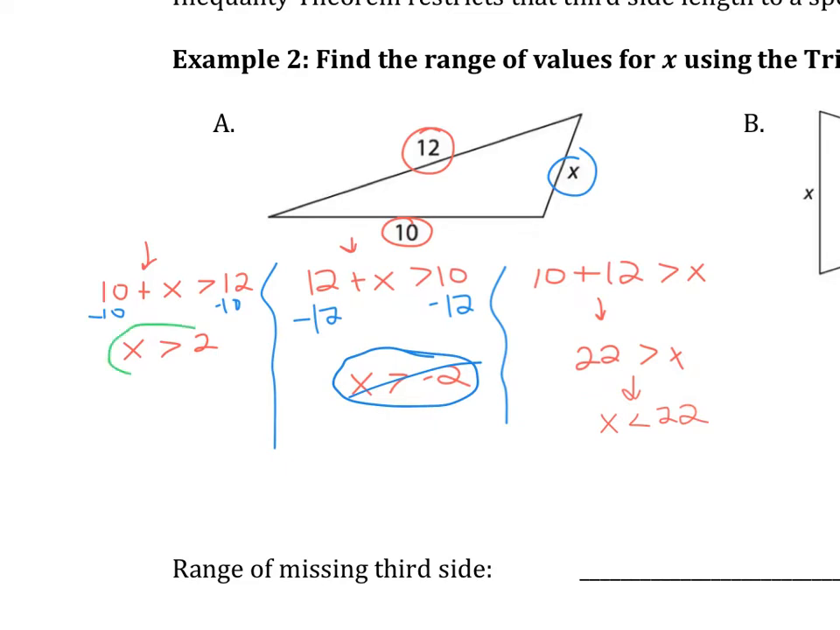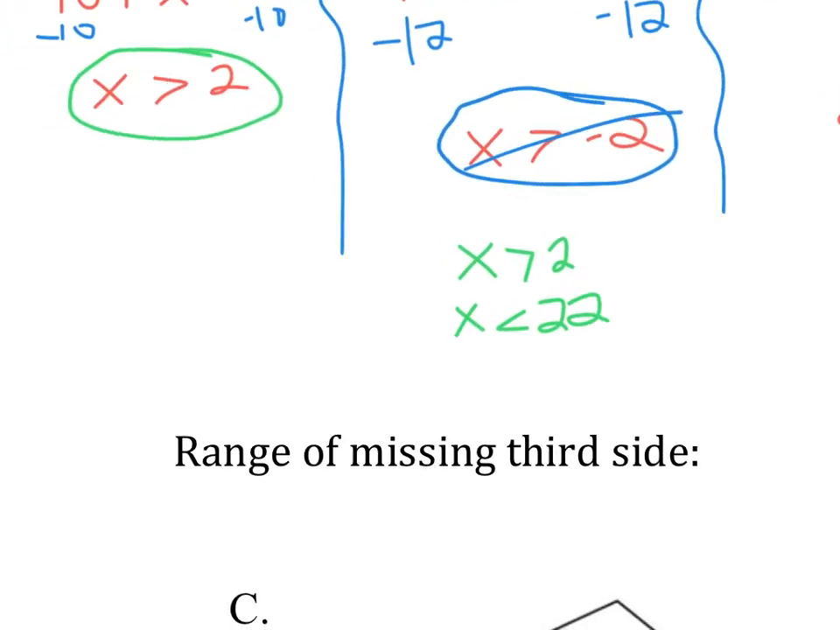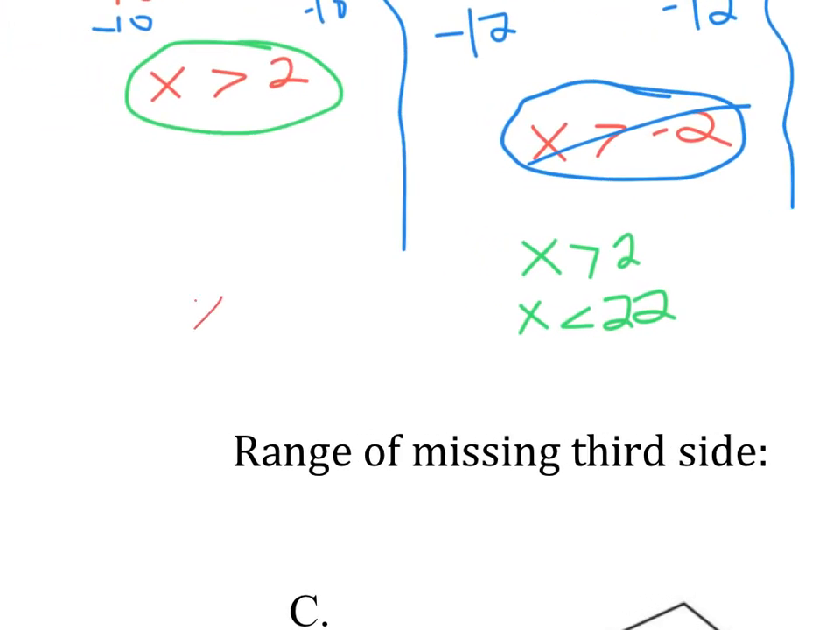But we have these two on the sides, x is greater than 2 and x is less than 22, that we can use. So x has to be greater than 2, but x also has to be less than 22, we can actually combine these into one inequality. And how we would do that is this. Here's x in the middle. It has to be less than 22, but it has to be greater than 2.